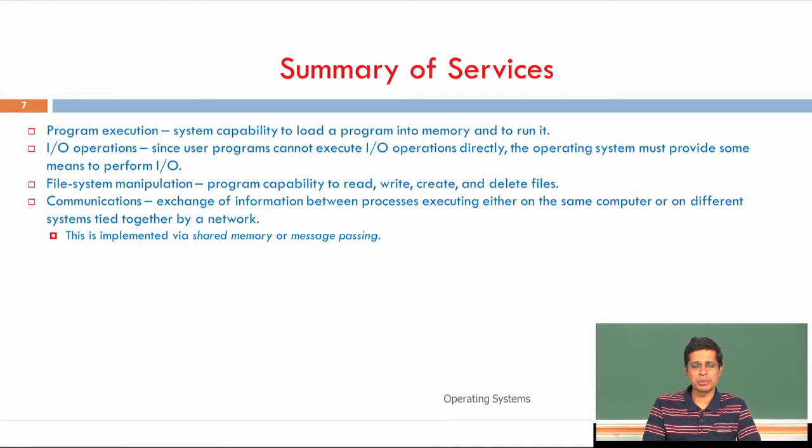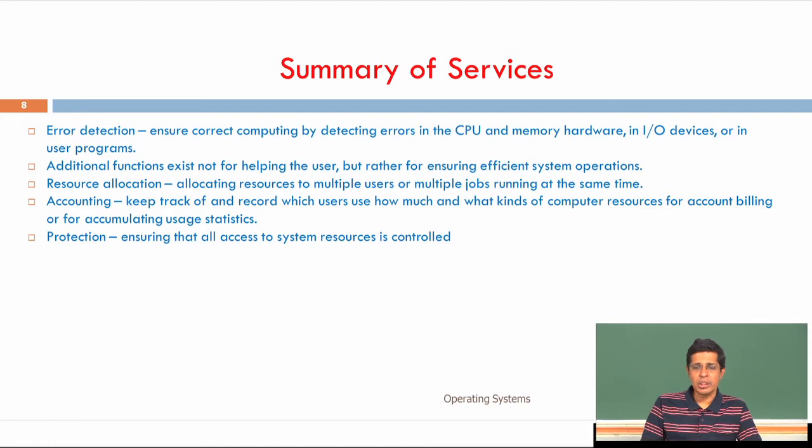Operating system is also responsible for program execution, for IO operations, for file system manipulation, and also communication between the processes within a particular system or across systems, in the case of a network distributed operating system. These are some of the services which the operating system provides, which we have understood to some level so far. In addition, the operating system should have error detection, and additional functions that exist not just for helping the user, but for ensuring efficient system operations.